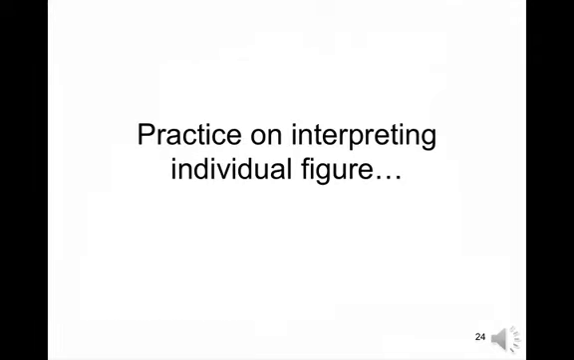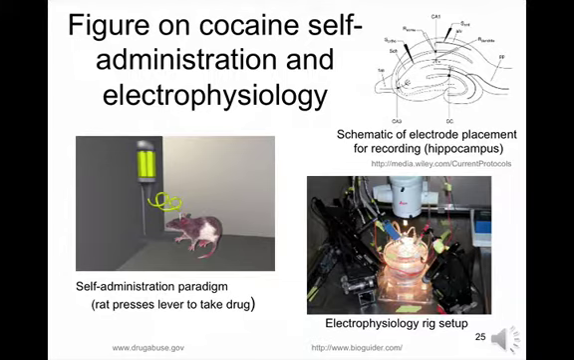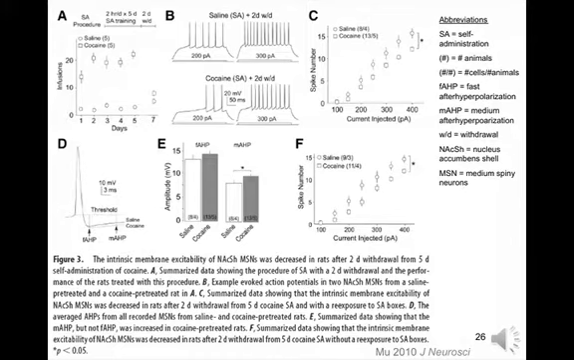So now that I've walked through a figure based on the principles we discussed, I want to give you an individual figure to practice on your own. This is a figure from a 2010 publication in Journal of Neuroscience. It was looking at the effect of cocaine on a specific set of neurons in the nucleus accumbens, which is part of the reward circuitry in the brain and thought to be important in understanding mechanisms of drug abuse.